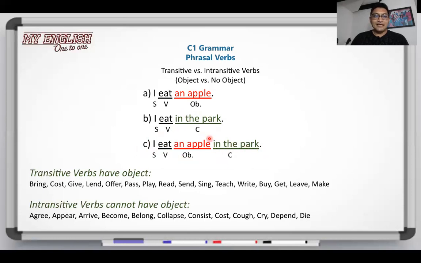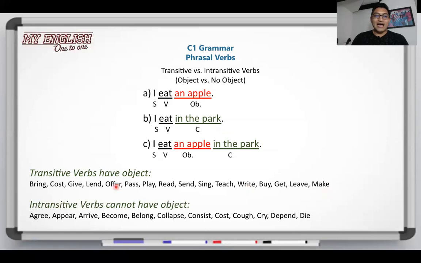Well, you can have an object or a complement or an object and a complement for transitive verbs such as the verb eat. Other transitive verbs are bring, cost, give, lend, offer, pass, play, read, send, sing, teach, write, buy, get, leave, make, and many others that you will have in a list in the description, a transitive verbs list.